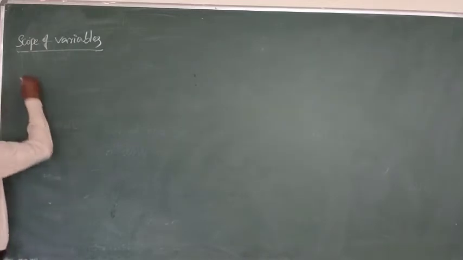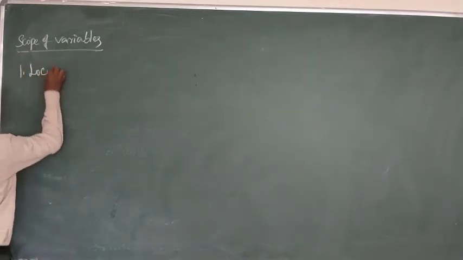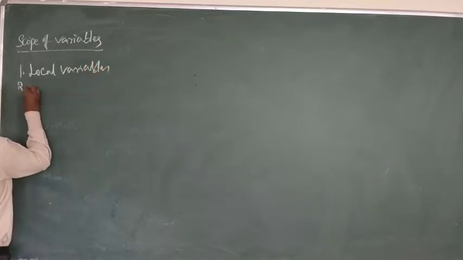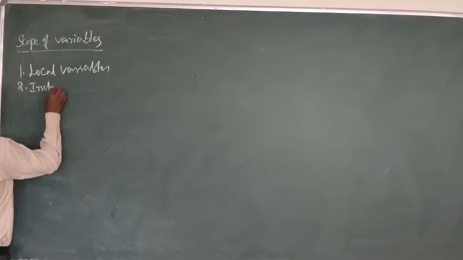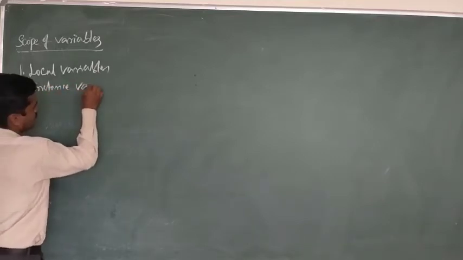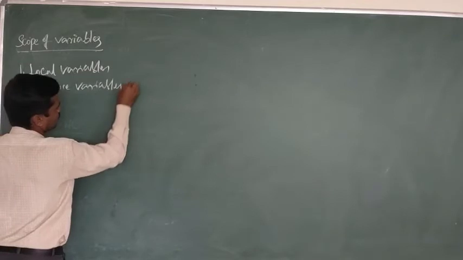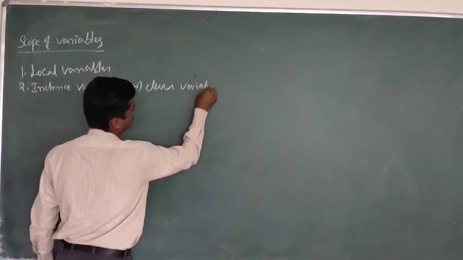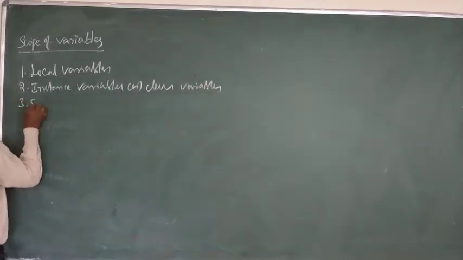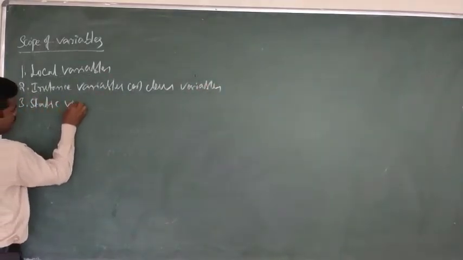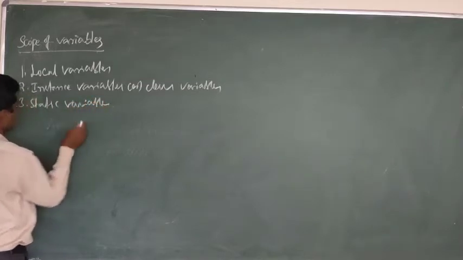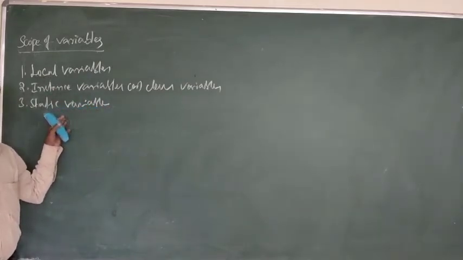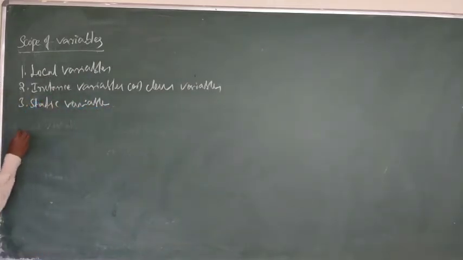What are they? One is local variables, number two instance variables or class variables, number three static variables. These are the three different variables you can use in a Java program, either in the class scope or method scope. Now we will discuss them one by one.